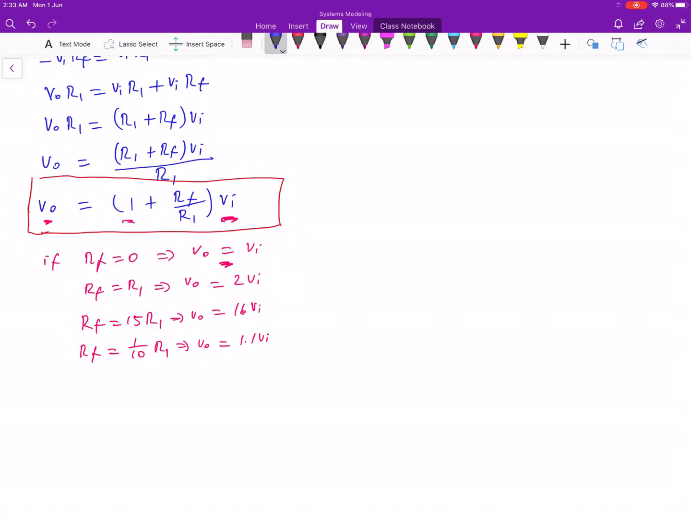What about the transfer function? Again, the transfer function is very simple. V naught of S over Vi of S is equal to 1 plus Rf over R1.